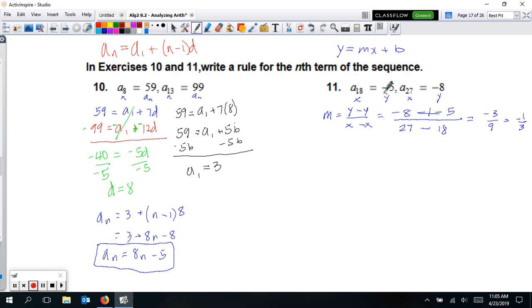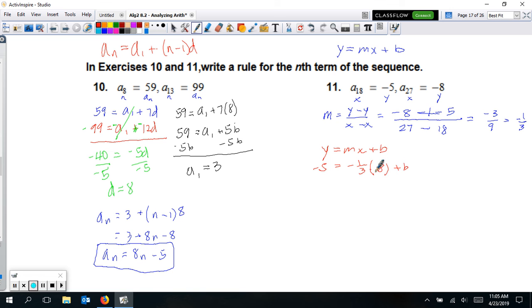So using these numbers, we're going to say, okay, y is negative 5. So I'm going to put in negative 5 into our y equals mx plus b here. So our y on this point, I'll use this one here. So right here, negative 5 is going to be my y equals m, which we know is now negative 1/3, times the x, which is 18 in this one, plus the b.